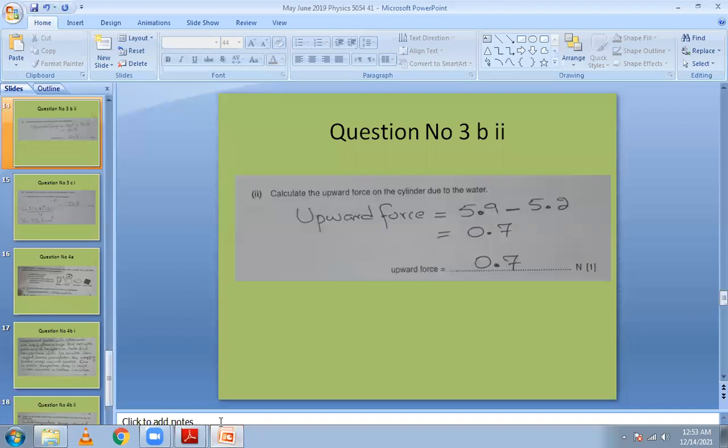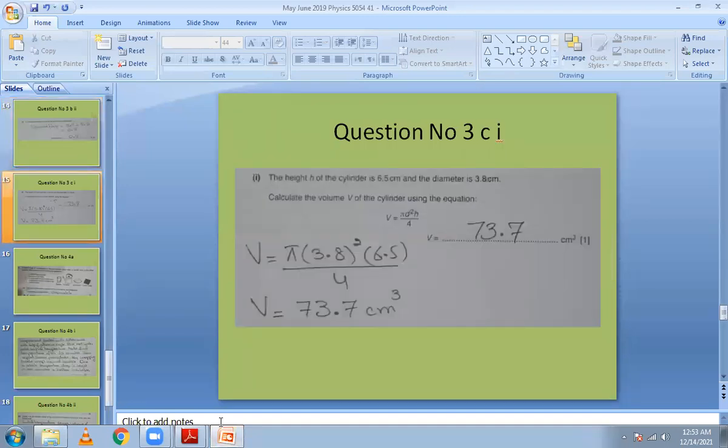Okay. So let me show you. So the formula is pi d square h divided by 4. The d value, the diameter is 3.8 square and multiply with the 6.5. That's the height. And divided by 4. So pi multiply 3.8 square multiply 6.5 divided by 4 and equals to, and the reading will be 73.7 centimeter cube, which is approximately 74 centimeter cube.